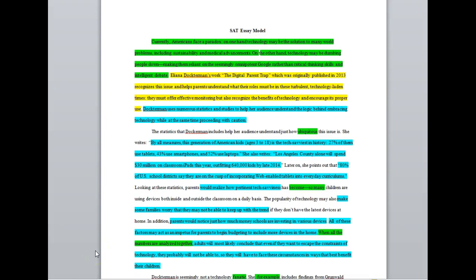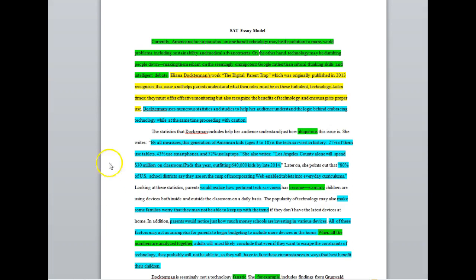Okay, so what we're going to do right now is we're going to look at the SAT essay model, and I'm going to go over each part of the template with you as demonstrated within this model. Okay, so we're going to begin with the introduction. For the introduction, we have three parts.